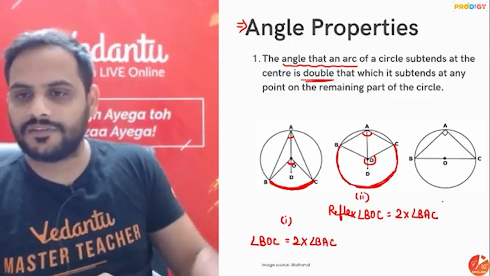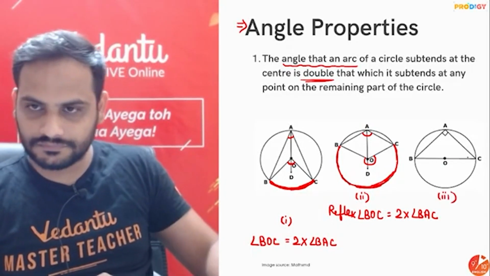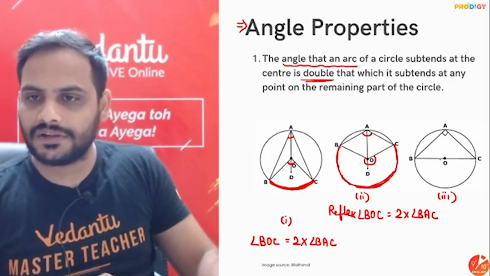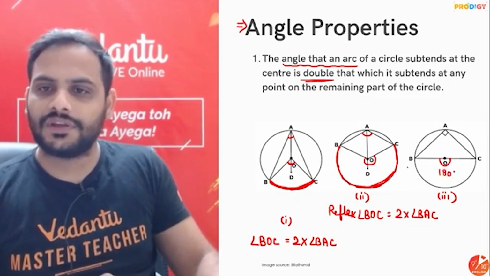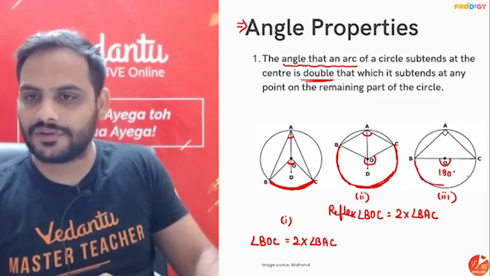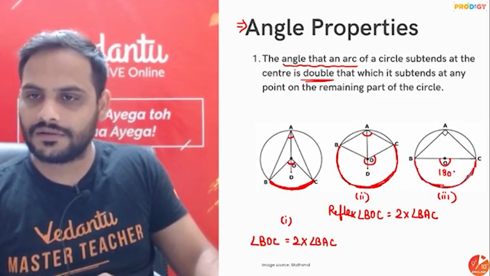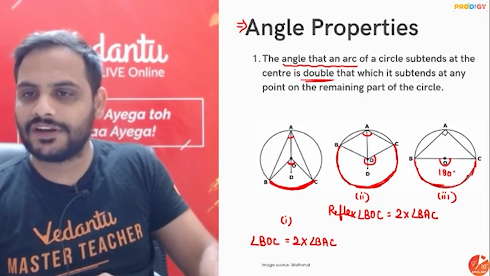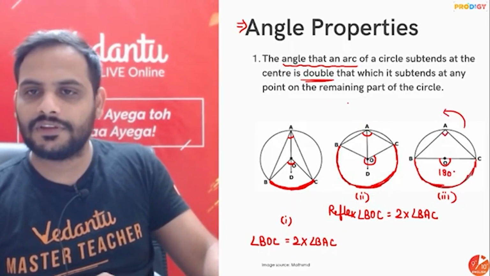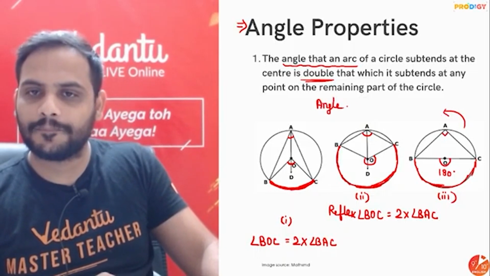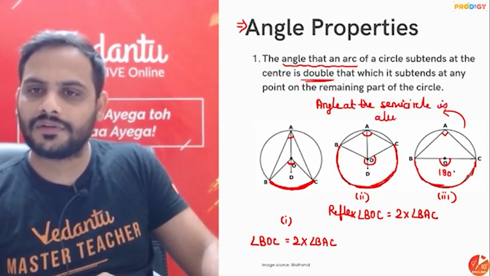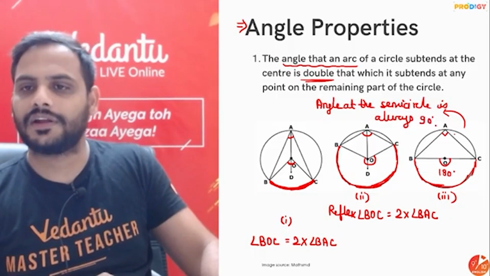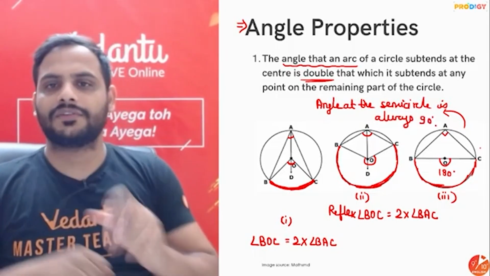In the third case, if we are talking about the diameter, the diameter subtends an angle of 180 degrees at the center. So in the remaining part of the circle, the angle will be half of 180, which means 90. From here we say: the angle at the semicircle is always 90 degrees, always a right angle. Simple. So this is your angle property.